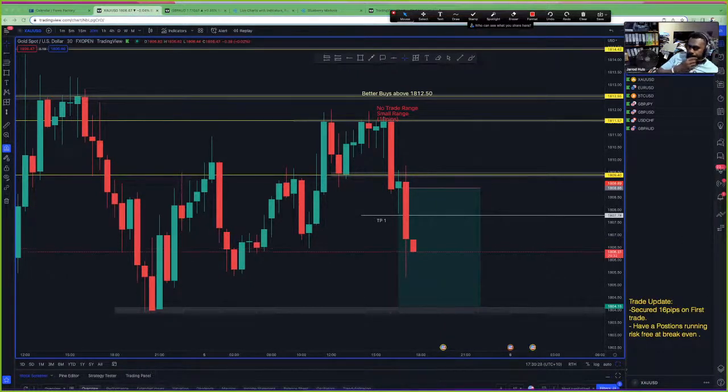Guys, at this point, I'm just gonna be closing my entire trades. I'm calling it a session at this point. Managed to secure around 26 plus pips, which is fine. Pretty much done for the day now.